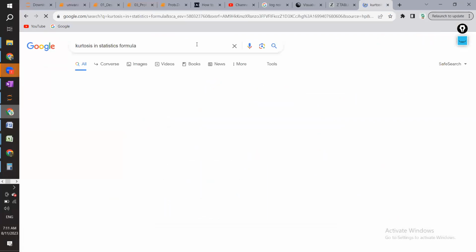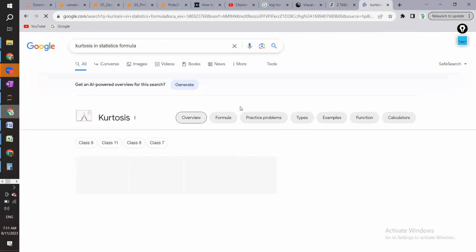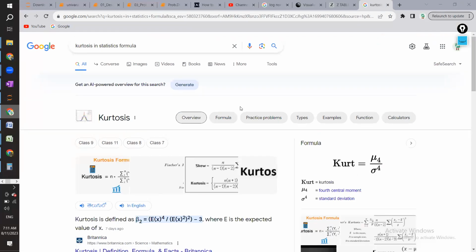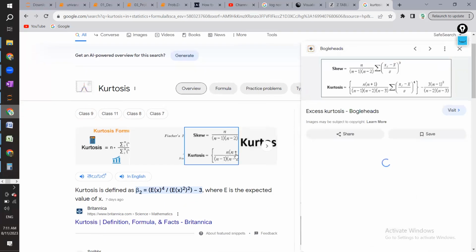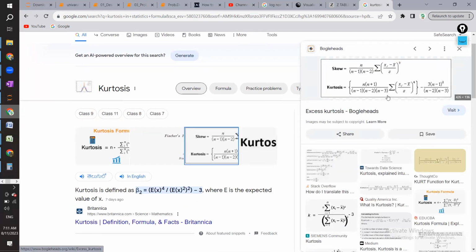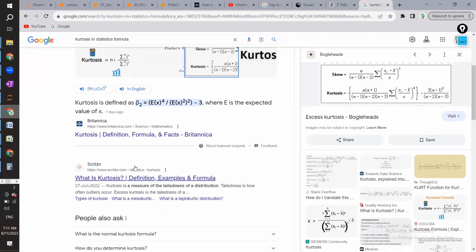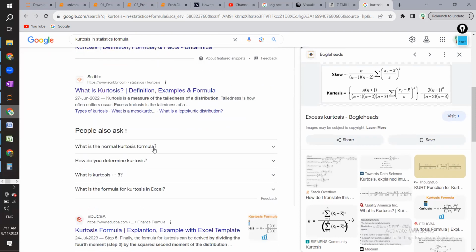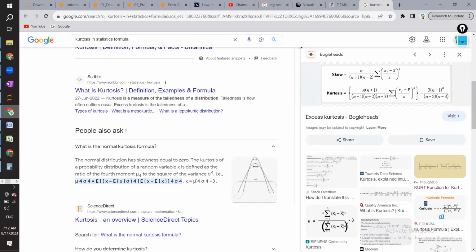In the kurtosis statistical formula we consider standard deviation values. Yes, in the empirical formula we calculated standard deviation. For example, if you see here, skewness has some formula, and kurtosis also has some formula. Kurtosis is defined as this, very easy, expected value of x. So that is the normal kurtosis formula. I'm not going into these formulas because you don't need to remember all this.